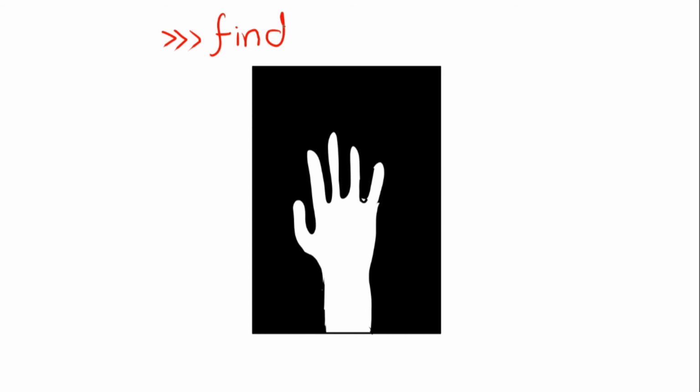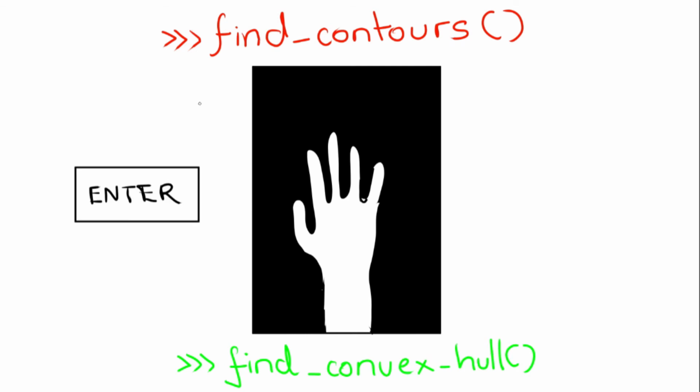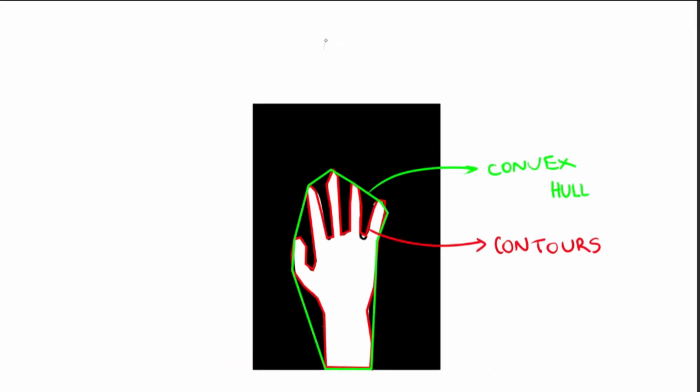Now if we apply the same contour and convex hull detection on the black and white image that we created earlier, the contours would be formed around the shape of the hand and the convex hull would be formed around the tips of each finger, as shown here.